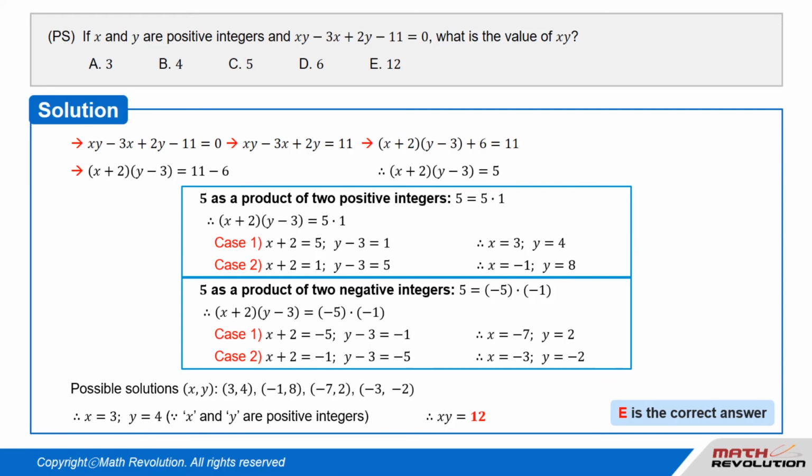The important idea here is that we replace the variables in the question with (x + 2)(y - 3) because the coefficient of x equals -3, and the coefficient of y equals 2 in xy - 3x + 2y - 11 = 0. In the next step, we found numbers that match the equation. That is, we get xy - 3x + 2y by expanding (x + 2)(y - 3). Answer E.